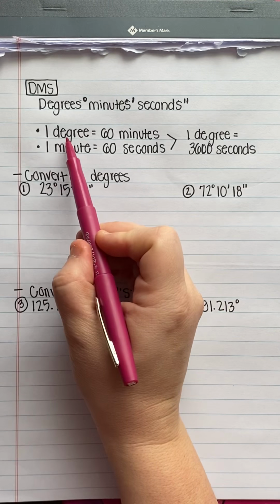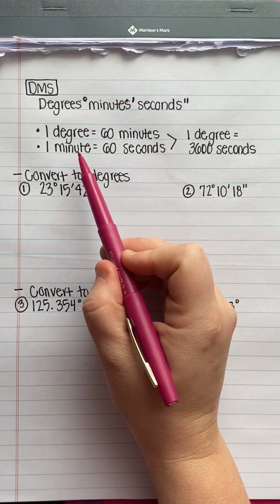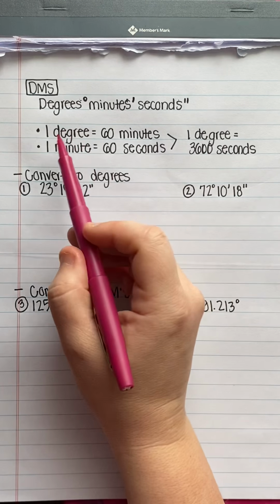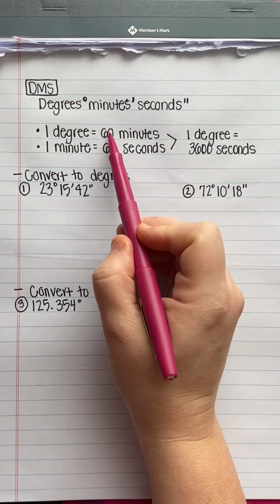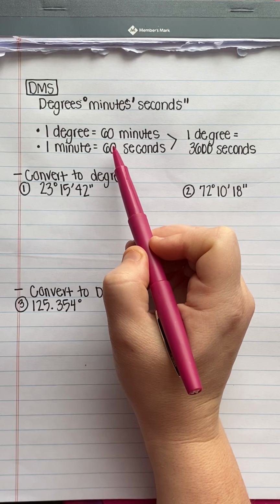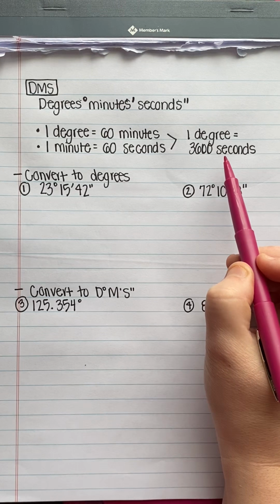So first thing, 1 degree is 60 minutes, kind of think about 1 hour, and then 1 minute equals 60 seconds. So putting these two things together, if I want to find degrees into seconds, then I'm going to take this 60 and 60 and multiply them together. So 60 times 60 is 3,600. So 1 degree is 3,600 seconds. So that's where this one came from right here.